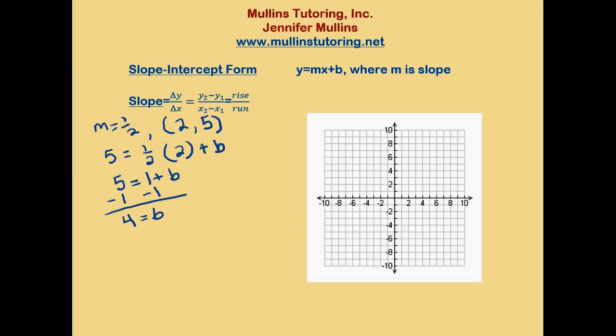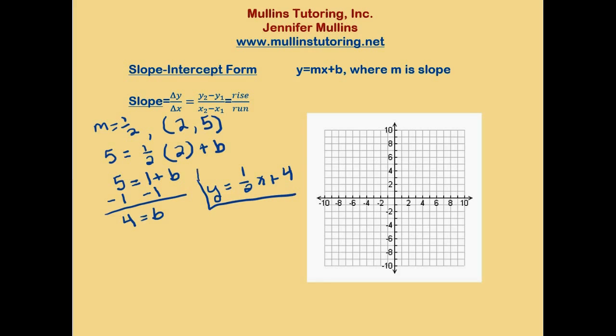So my equation for this line, where my slope is 1/2 and my point on that graph is 2 and 5, would be y equals 1/2 x plus 4, which is my b value.